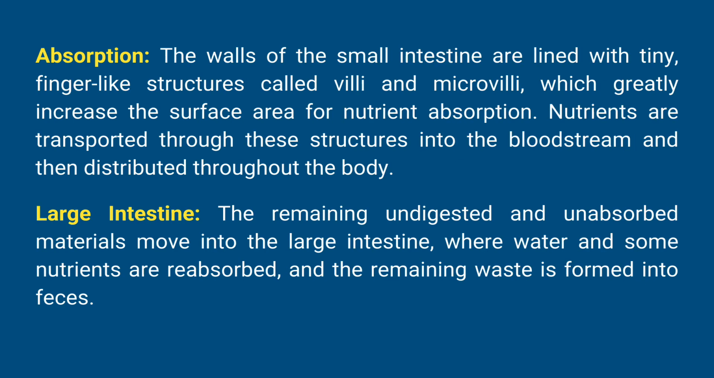Absorption. The walls of the small intestine are lined with tiny, finger-like structures called villi and microvilli, which greatly increase the surface area for nutrient absorption. Nutrients are transported through these structures into the bloodstream and then distributed throughout the body. Large intestine. The remaining undigested and unabsorbed materials move into the large intestine, where water and some nutrients are reabsorbed, and the remaining waste is formed into feces.